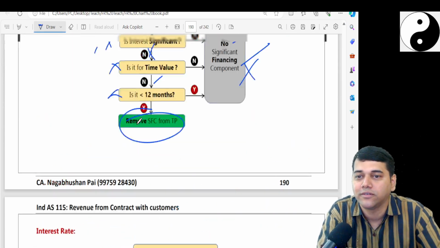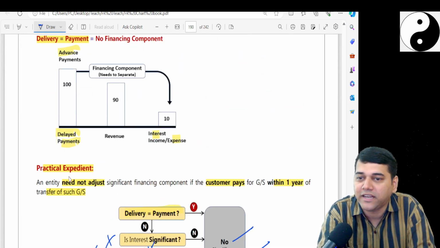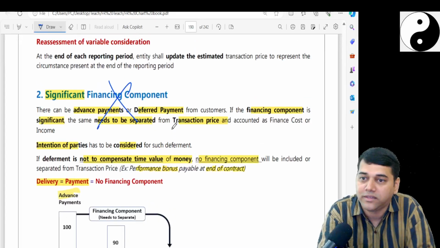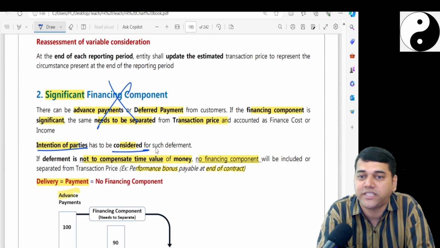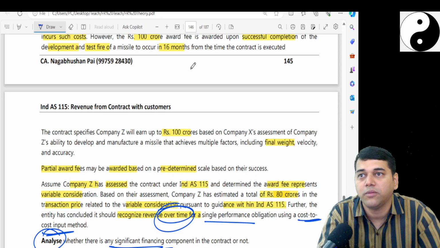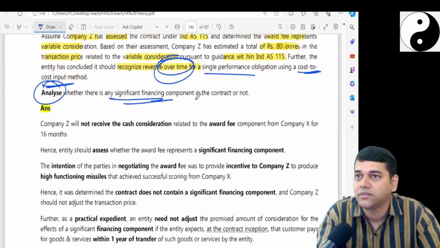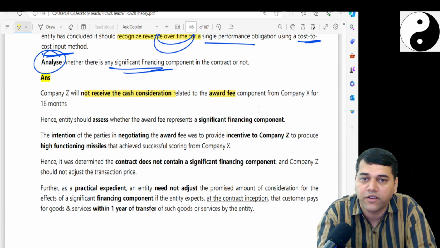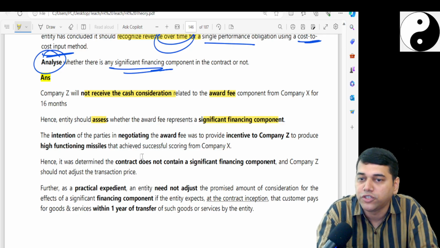I'll show you. When I said practical expedient, I said customer pays within 1 year. This is what I said, intention to be checked. What is your intention to hold? For a bonus purpose, right? So you have to say that you didn't receive the consideration, award fee. Is it a significant financing component? Is there or not, you need to check.